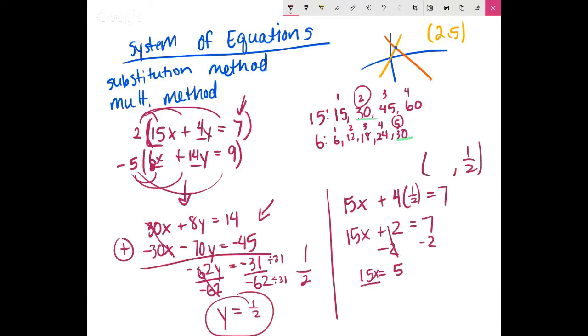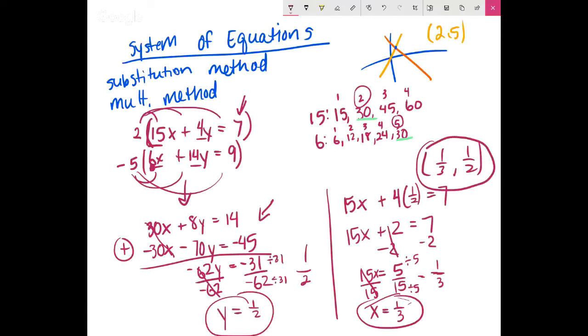15x equals 5. Divide by 15, divide by 15. X drops out, and then 5 divided by 15. Greatest common factor is 5. 5 divided by 5 is 1. 15 divided by 5 is 3. So the answer is 1/3 for our x value. And there you have it. 1/3, 1/2. Try plotting that on a graph. And that rhymed. How funny is that?